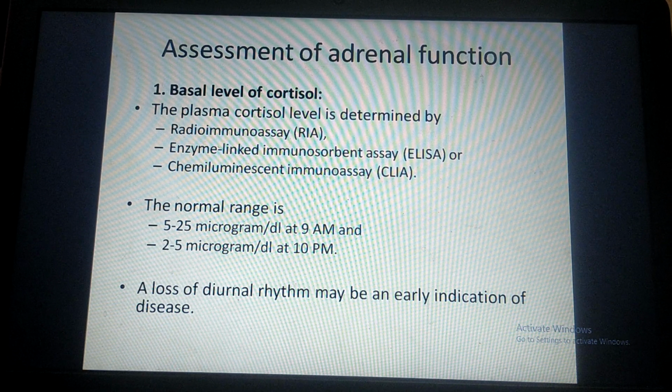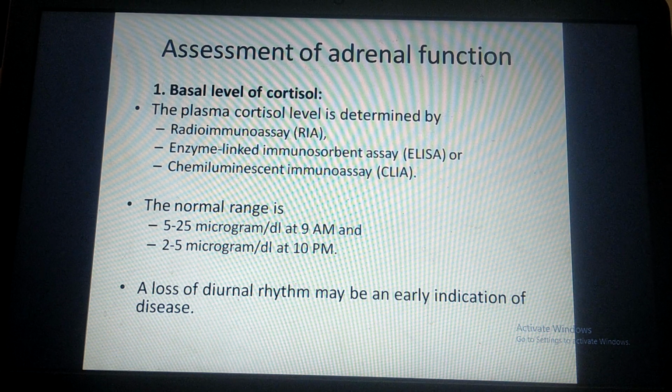First is radioimmunoassay. This technique is nowadays outdated because it requires radioactive material. The second and the important technique is ELISA. All of us know that it is an enzyme linked immunosorbent assay, and the new technology which is developed nowadays, which is very sensitive and accurate, is called chemiluminescent immunoassay. This cortisol is present in blood in very small quantity and it shows diurnal variation.